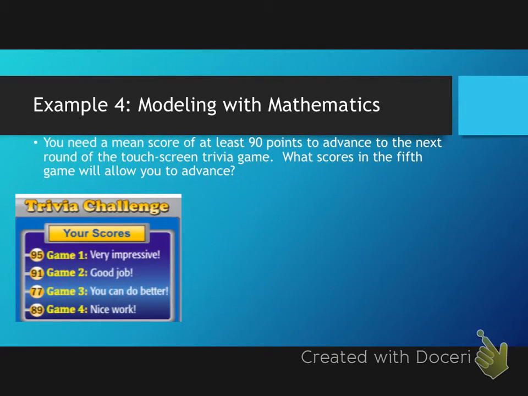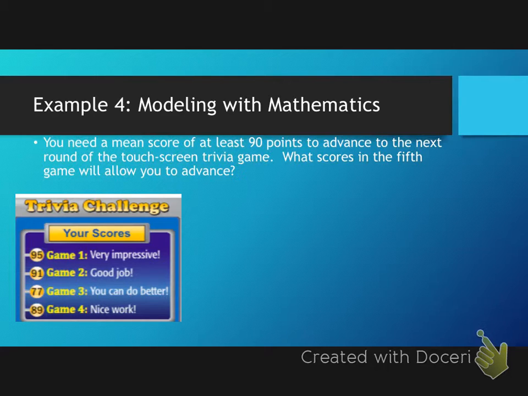So how can we use that in real life? When we're modeling with mathematics, here's the problem that you have. You need a mean score. Remember, mean just means average. You add all of them together and divide by how many numbers you have. You need a mean score of at least 90 points to advance to the next round of the touchscreen trivia game. What score in the 5th game will allow you to advance?